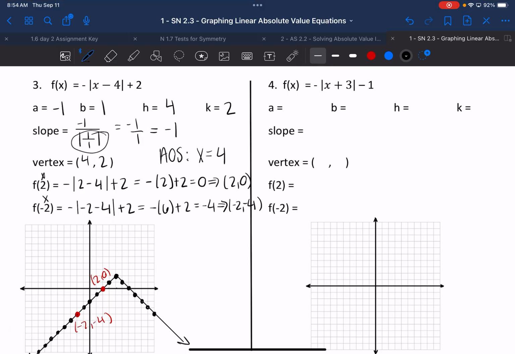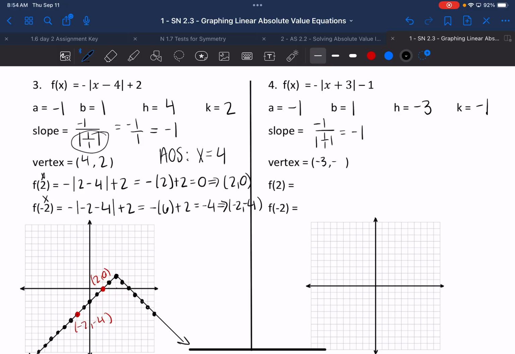All right, so let's talk about what you guys got on number 4. What did we say our A value was? -1. And what did we say B was? 1. And H? -3. And K? -1. Okay. So then when we went to find our slope, it would look something like this. So we said our slope simplifies down to -1. All right. And where did we say our vertex was located?